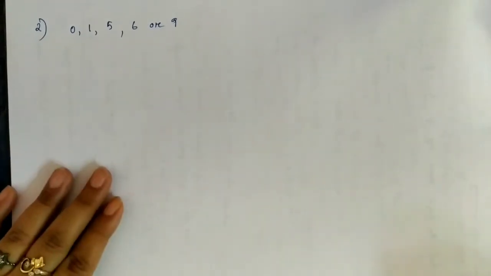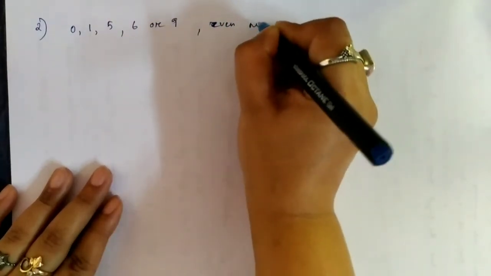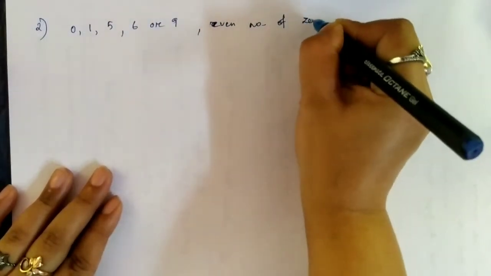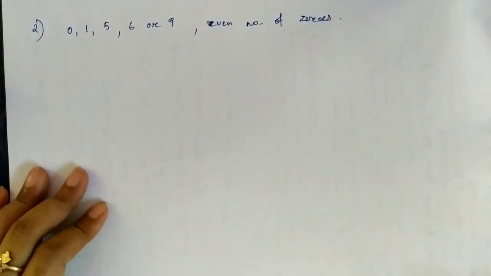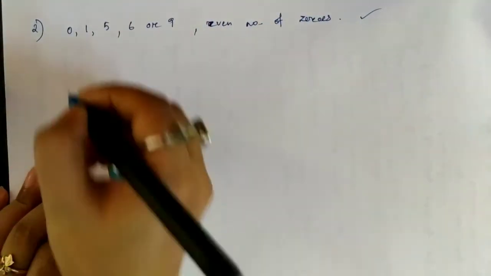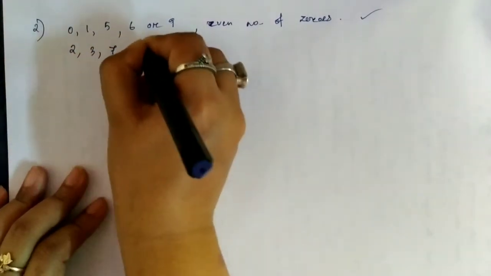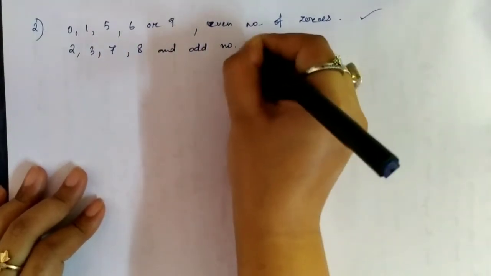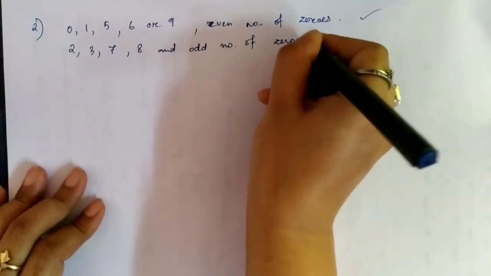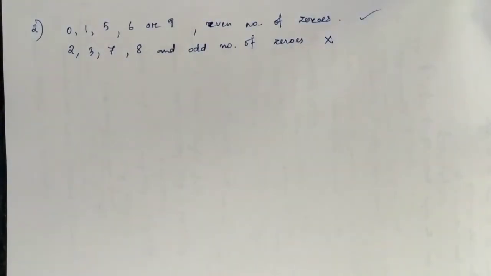And in order to be a perfect square number, the number of zeros should be an even number. If a number has an even number of zeros, then I can say it may be a perfect square number. But numbers which end with 2, 3, 7, 8 and an odd number of zeros are definitely not perfect square numbers. So that is one of the easiest ways of finding.